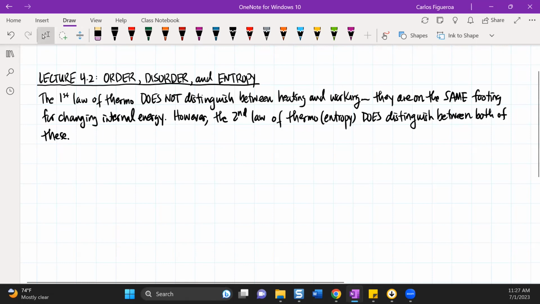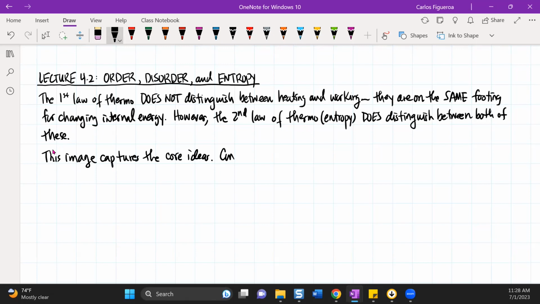So what I want to do here is share an image with you. And here's what I want you to do. I'm going to share this image, which captures the core ideas. What I want you to consider is three phases of a material, which I'm going to pick as ice, water, and water vapor. So here is the image.